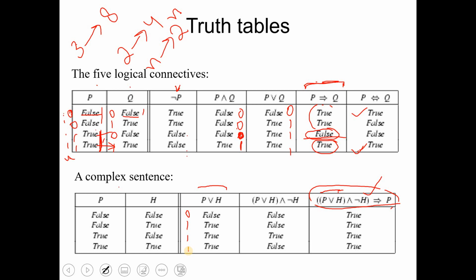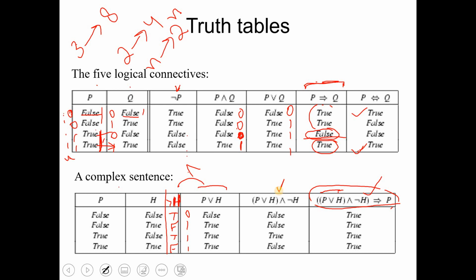Then I try to find P or H, and with not H. For this, in your exam, make sure that you first calculate not H. If you don't calculate not H, you lose marks, and it's also very dangerous if you try to do it directly. So not H over here will be true, false, true, false. Clear? So I will do the AND operator on these two and I will get this thing over here.